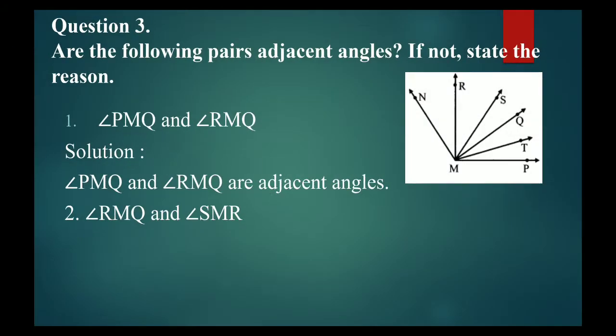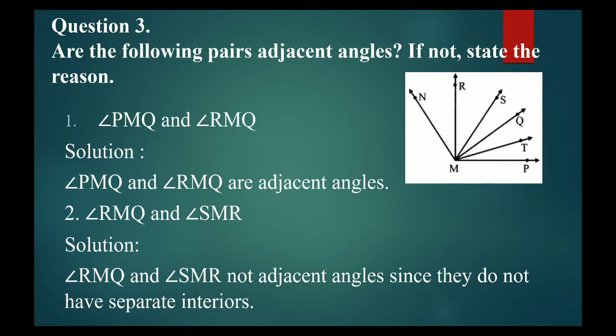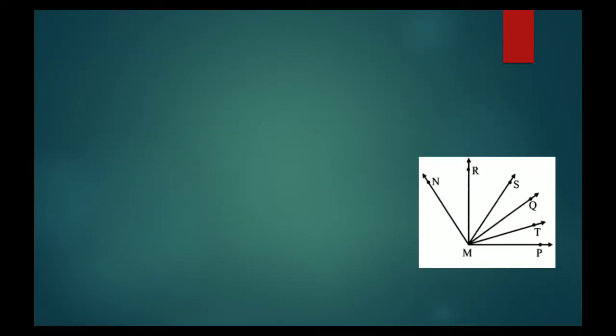Next, angle RMQ. Where is RMQ? RMQ and SMR. Okay, we have a common vertex. Do we have a common side? No, children. So it's not an adjacent angle since they do not have separate interiors. Common side and separate interiors means the middle separator is not there from inside.